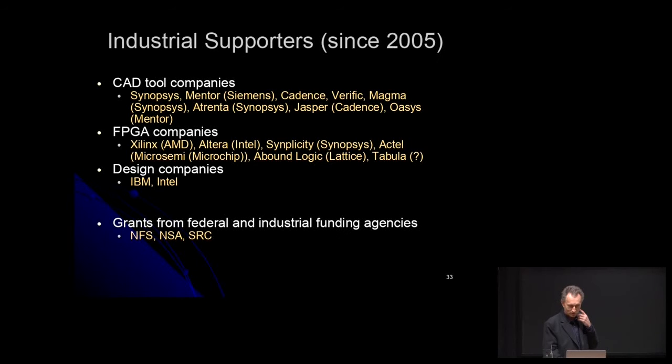These are some of the supporters who have supported ABC since 2005. They have been very, very helpful. In particular, government agencies, NSF, NSA, and SRC have helped a lot. Otherwise, I would not be able to maintain my soft money position at Berkeley for 20 years. So they basically allow us to continue, build, and publicize all this work.